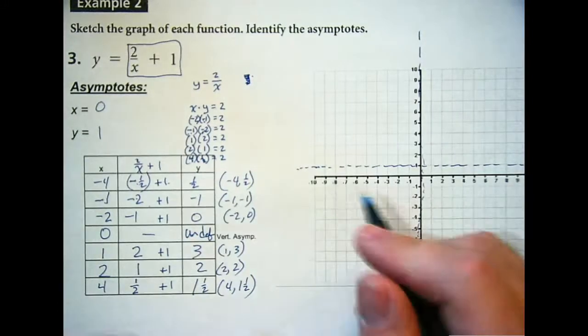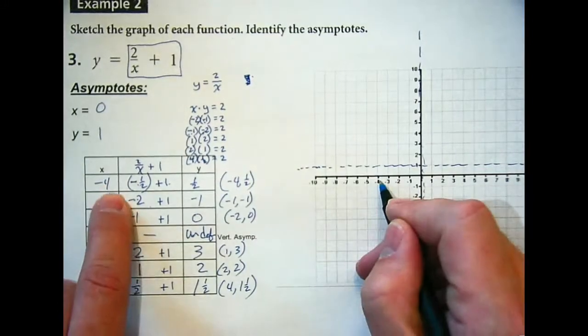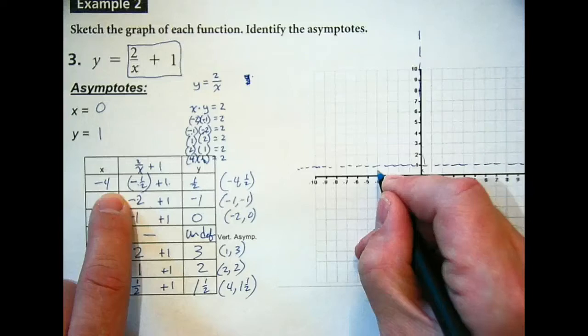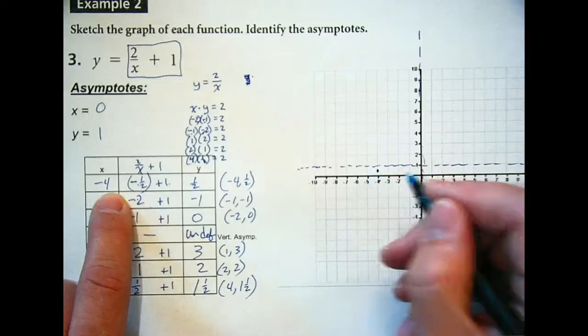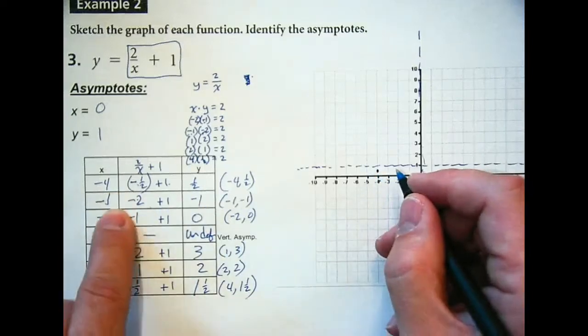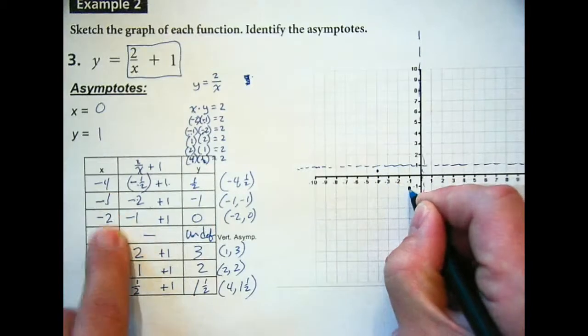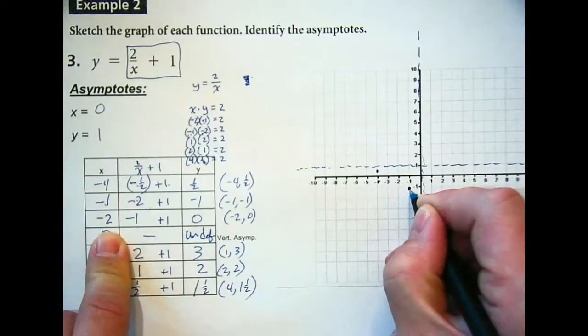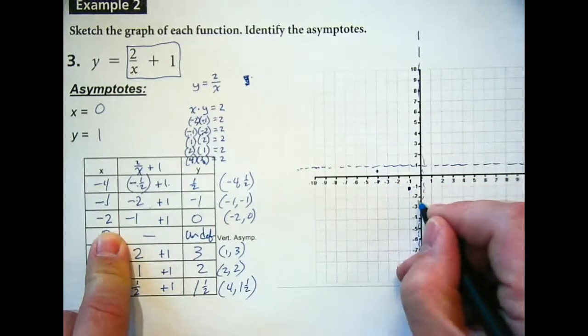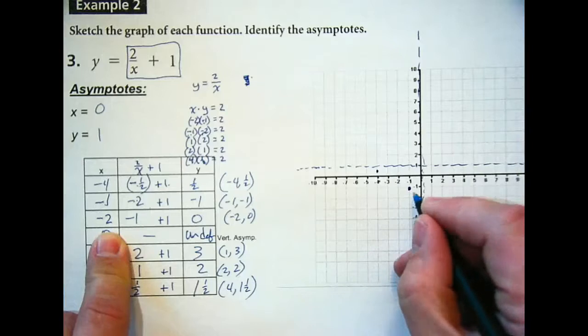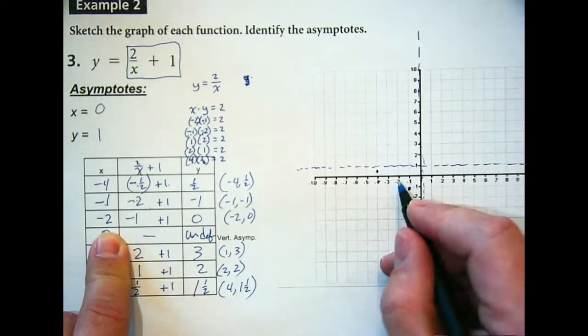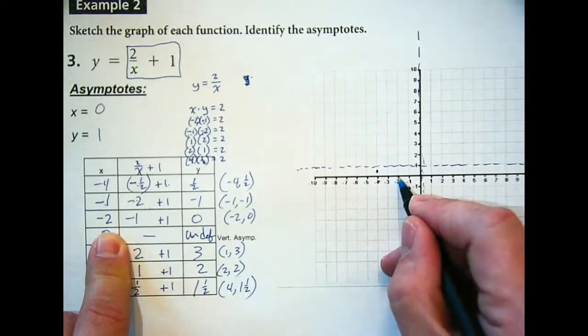Okay, let's put these points in. -4, 1/2. Boom. We have -1, -1. We have -2. That's 0.